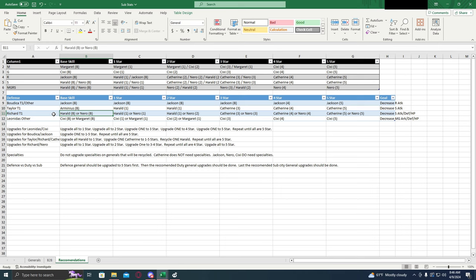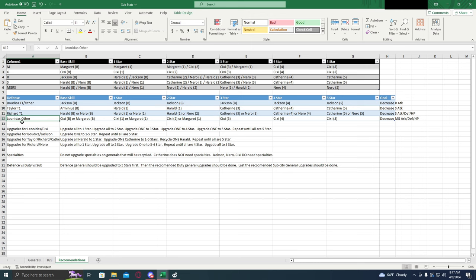Now, for a Richard T1 defense, you have a couple different options. The first one is you can go with general debuff overall and go with more of a Nero. Or you can try and decrease more of the siege and ranged attack and go with Catherine. Catherine is a very solid general, but she is not good until you get her to at least 3 stars. And that's how I would recommend the generals for these. Harold is also a pretty good option, only up to 1 star though. The 2nd star may or may not be worth it based on your uses, but I don't think it's generally worth the 2nd star on Harold.